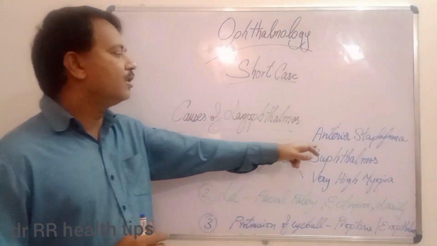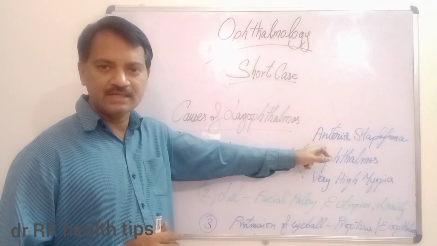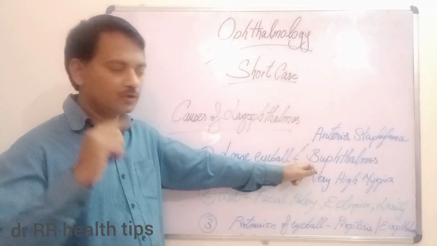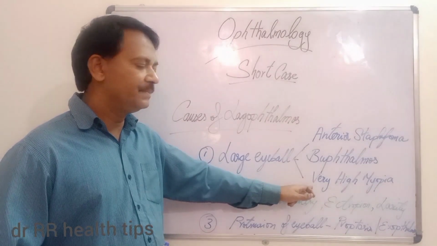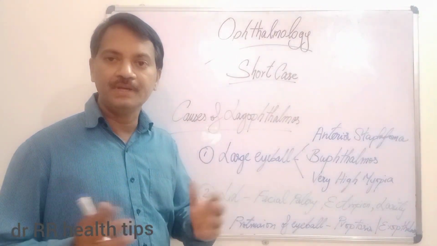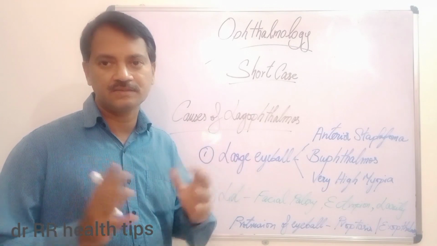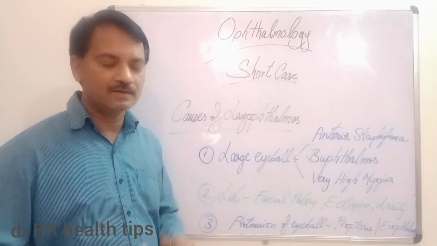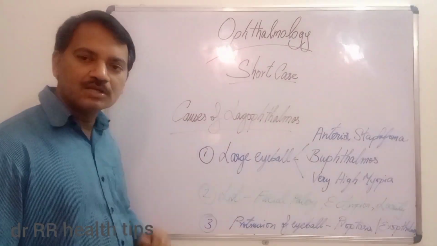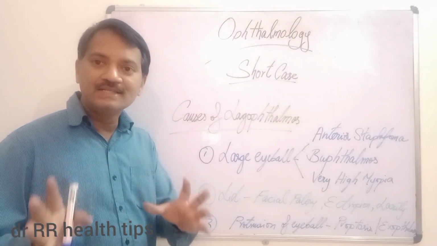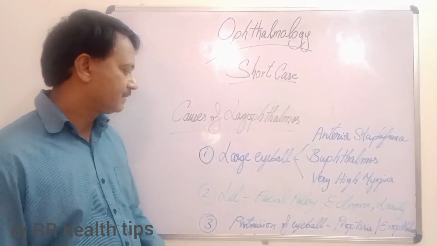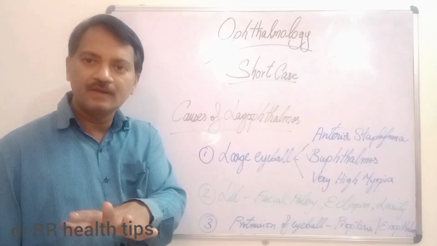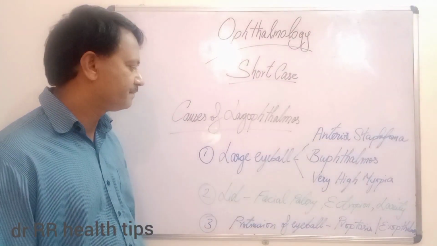The large eyeball may be due to an anterior staphyloma, buphthalmos or congenital glaucoma, or when the patient is having a very high myopia, the eyeball will be very large. So, the lid is not able to cover it. Another cause is the lid itself being at fault. It may be due to a facial paralysis, which we saw in our case.